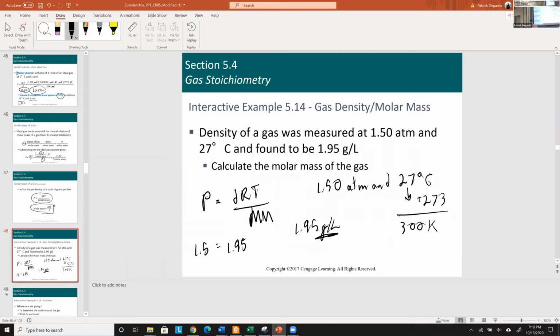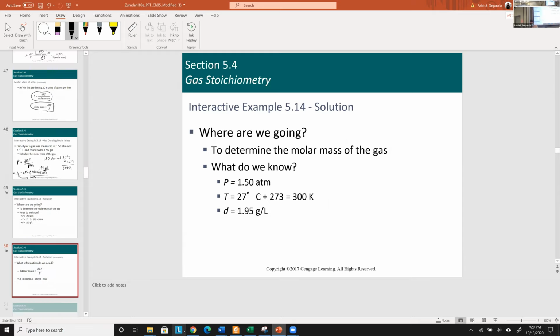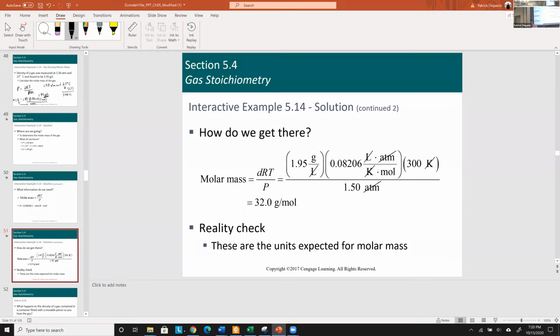Anyway, so you have 1.95 as the density, times R. R is not 8, nope. There is another R that's 8.314, but we didn't do that one yet. We use 0.08206, times the temperature, 300, divided by the molar mass. We don't know the molar mass, so we multiply and then divide. We can multiply molar mass over to the left side, divide by 1.5, do a cross multiply, and we can calculate the molar mass, which would be 32 grams per mole.